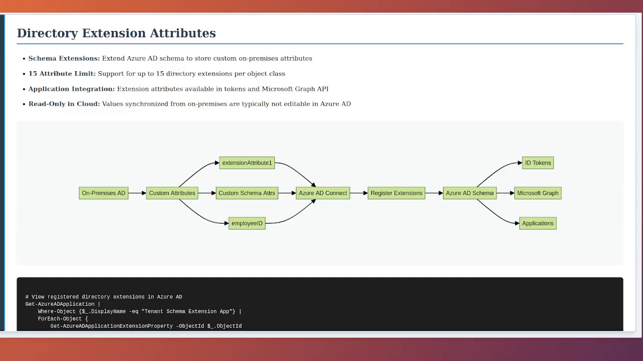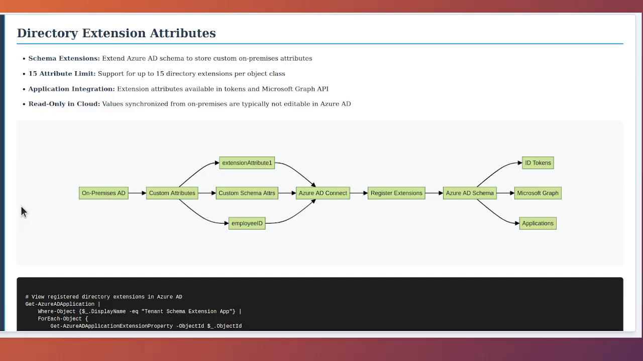The registration process creates new attribute definitions in the Azure AD schema that can then be populated with values from on-premises attributes. Once registered, directory extensions behave like standard Azure AD attributes and can be used in conditional access policies, populated in ID tokens and access tokens for applications, and queried using Microsoft Graph API.